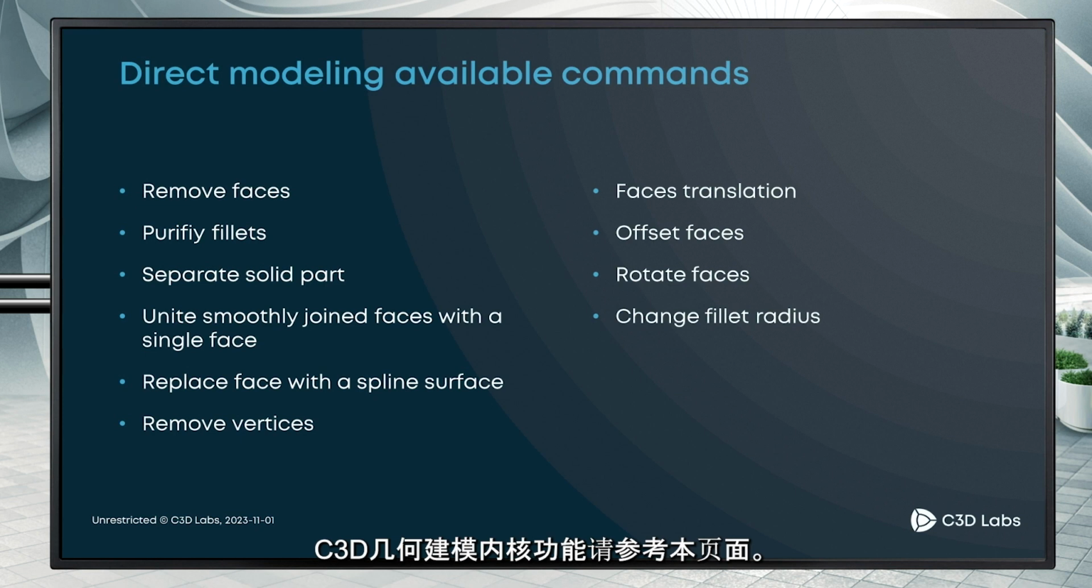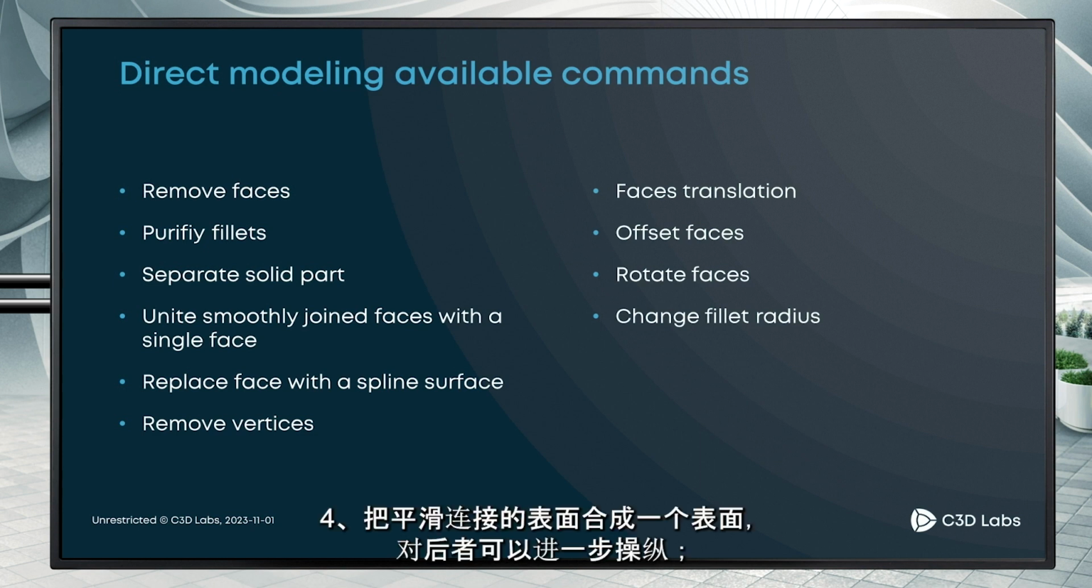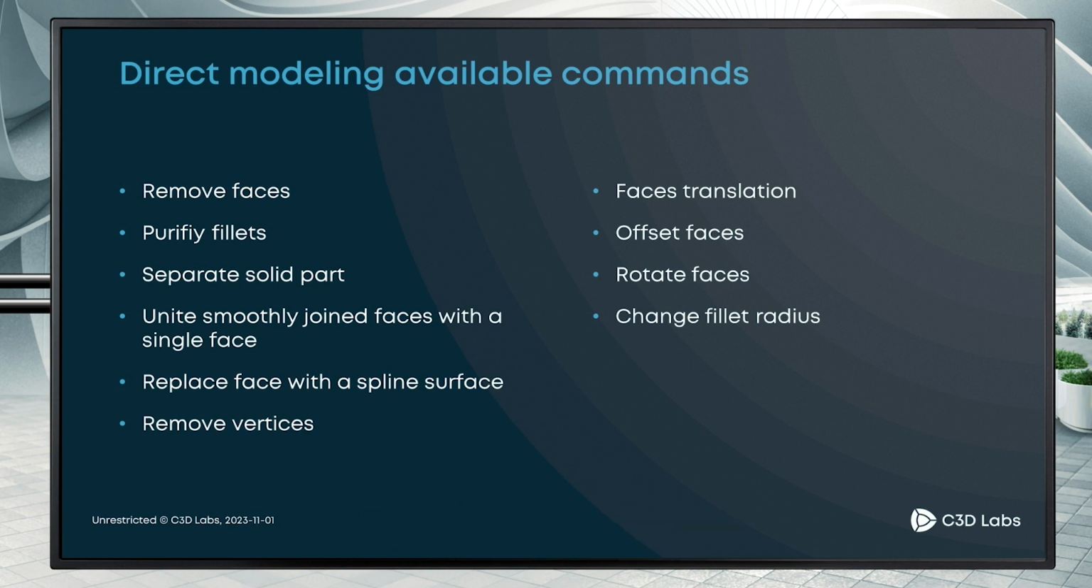C3D geometric kernel capabilities are listed on this slide. It can remove faces while preserving the shell integrity, purify fillets as a special removal case, separate a part from a solid, unite smoothly joined faces with a single face for further modifications, replace a face with a spline surface, remove vertices or edges from an open shell.